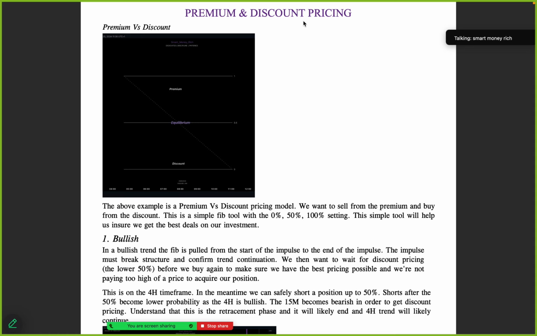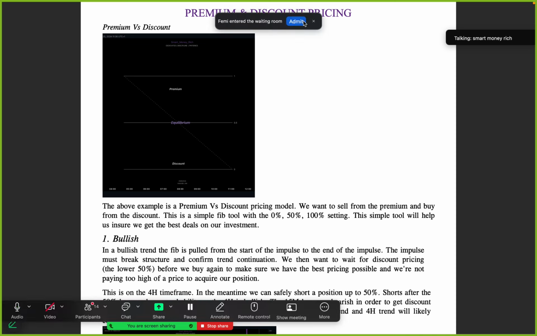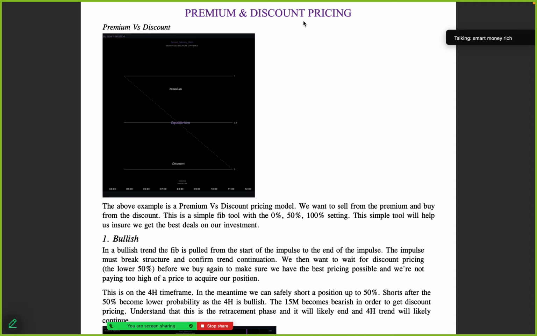You understand? Because we can have 2 to 3 zones and be confused about which one to buy or sell from, because we already have 3 zones that have imbalances. What helps us pick a zone in this kind of situation is using the fib to know where the premium is and where the discount is, and to know which zones are positioned within a premium or within a discount. You understand? So now let's talk about the textbook stuff.